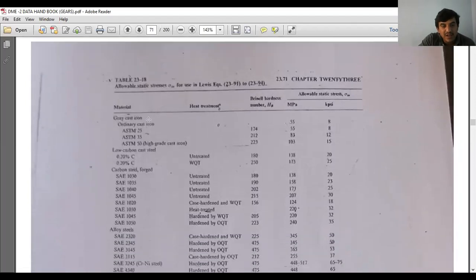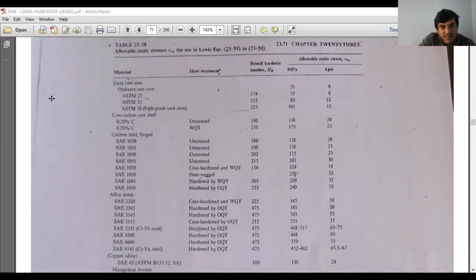See that for a given material for pinion and gear, the first column is the material. I think the data handbook is visible. Give me response. Yes, visible, sir. Based on that, the pinion is made up of, for example, carbon steel, index 1045, for example. Then for 1045, take the allowable static stress in MPa. For example, say 220 MPa that you consider. Similarly for the gear also, sigma naught 1, sigma naught 2 by using table 23.18.